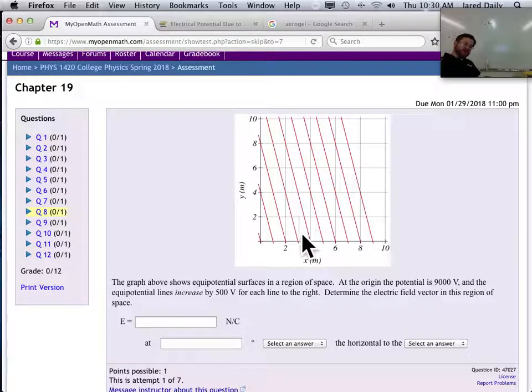So here are your equipotential lines. Your electric field is going this way or this way, perpendicular to those lines. And also the electric field always points towards the increase in voltage. So the arrow is pointing towards the increase in voltage. Here it tells us that the lines increase by 500 volts for each line to the right. If this one is 0, then this one is 500, and this one's 1,000. It's increasing this way, so our electric field is pointing upward and to the right.